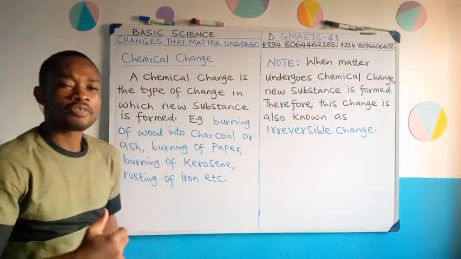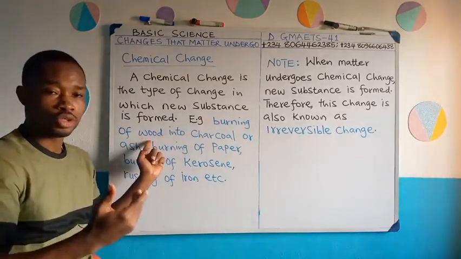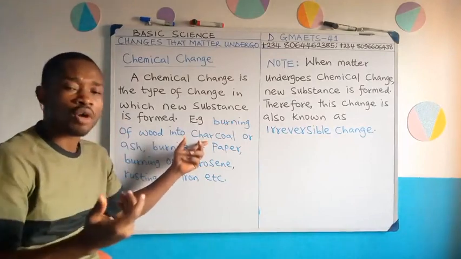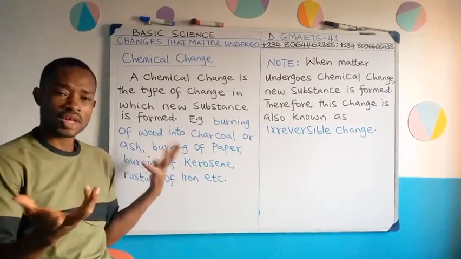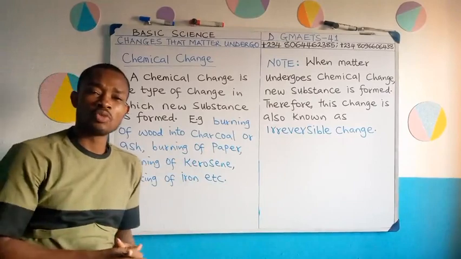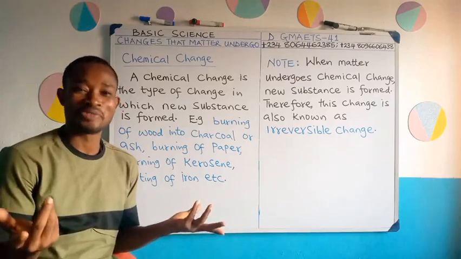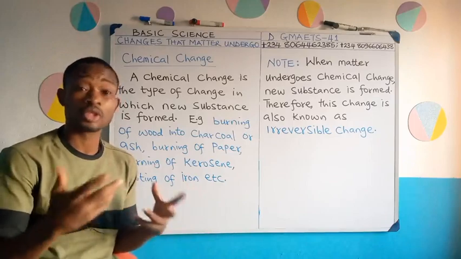Some examples of chemical change, we have them on the board I wrote. Burning of wood. If you burn wood, you're going to get either charcoal or you get ashes, that is ash. Is that okay? Now, this burning of wood, some people use it to cook. I've used it to cook before. Maybe you've seen someone or your parent use firewood to cook.